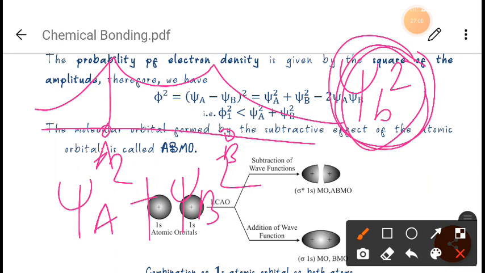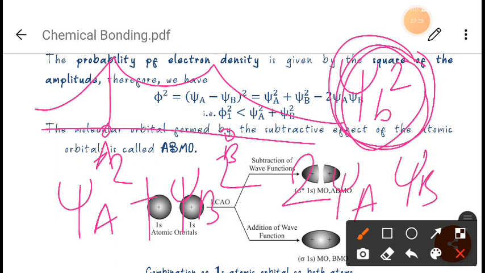From here we can easily identify that the charge density of the molecular orbital, psi b square, is greater than the sum of the charge density of the two isolated atoms, psi a square and psi b square, by a term which is 2 psi a psi b, right?